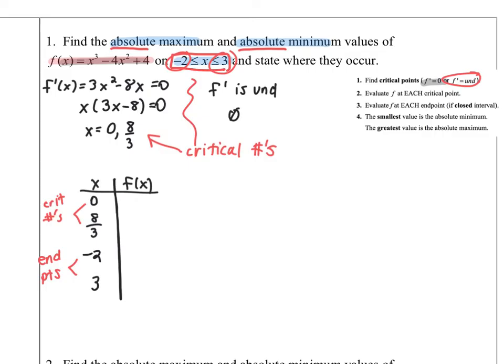So I'm going to do f of 0, and that's a nice one. When I plug 0 in, I get 0 plus 4, so f of 0 is 4. And next I'm going to do f of 8/3.